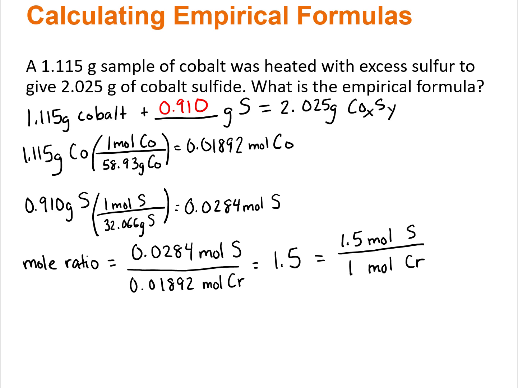Remember, every whole number can be written over 1. So you can make it into a fraction. But again, for an empirical formula, you need a whole number ratio. To make the top number a whole number, we have to multiply by 2. So what you get is 3 moles of sulfur for every 2 moles of cobalt.